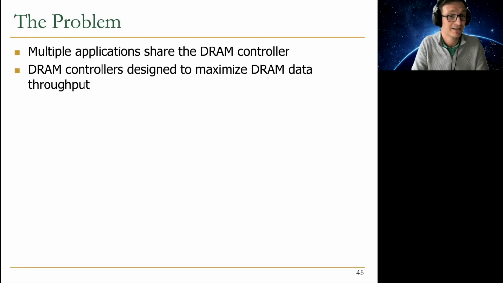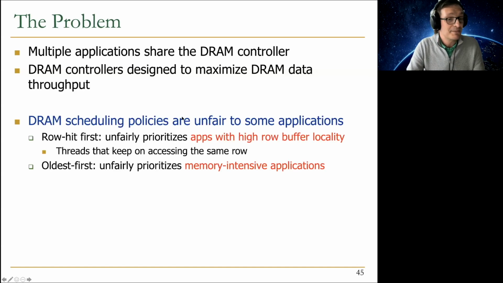It's nice scheduling. But the problem is when multiple applications share the memory controller, it's not nice to some applications. Because the DRAM controller is designed to maximize DRAM data throughput, the DRAM scheduling policy that I mentioned to you is unfair to some applications. So if you do row hit first scheduling, you're unfairly prioritizing applications with high row buffer locality. For example, threads that keep on accessing the same row are unfairly prioritized, right? Whereas threads that by nature have a lot of row buffer conflicts are deprioritized.